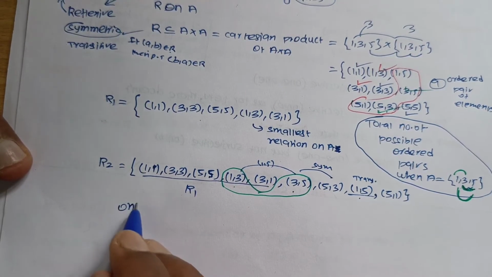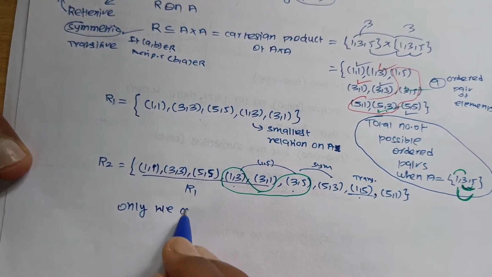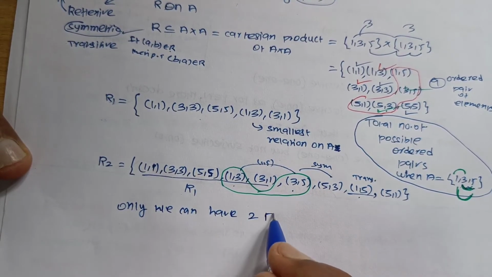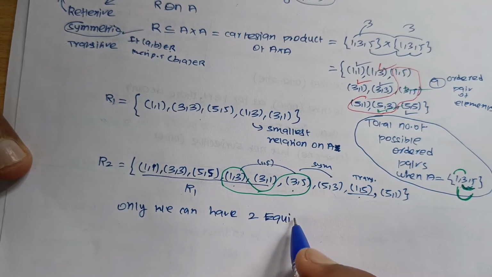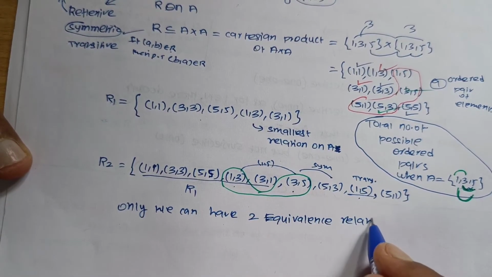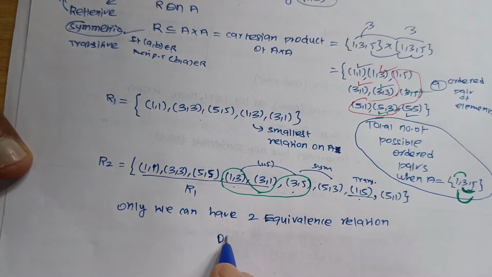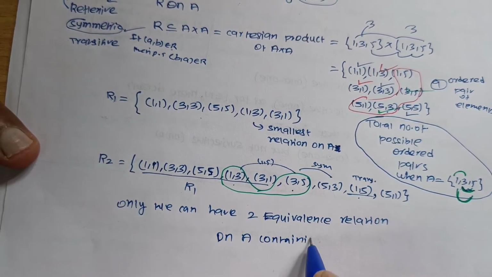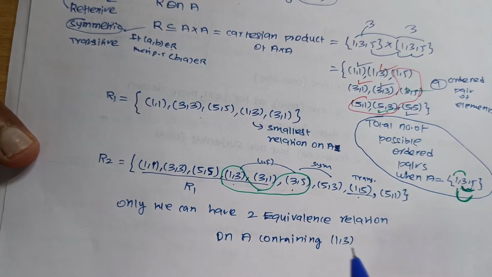So this is the concept. Only two equivalence relations exist on A with 3 elements containing (1, 3).